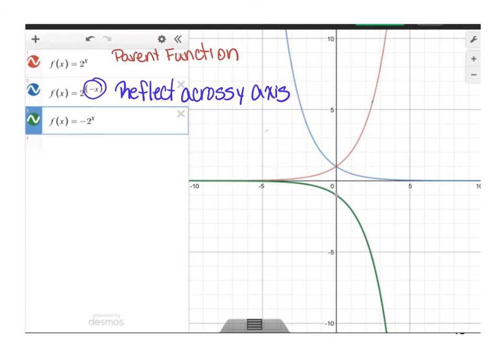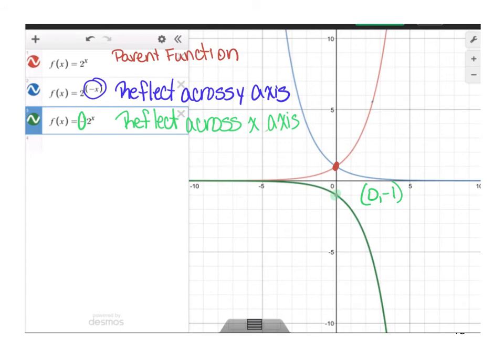Now, my green function, my negative is in front of the entire function. Look what happened there. We reflected across the x-axis. Now, my parent function, here is the point to watch. When I reflected across the y-axis, it stayed the same. When I reflected across the x-axis, where did it go? It went to 0, negative 1 when I reflected across the x-axis. So keep an eye on that.